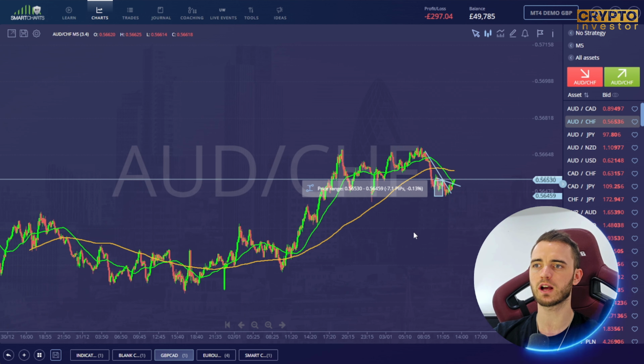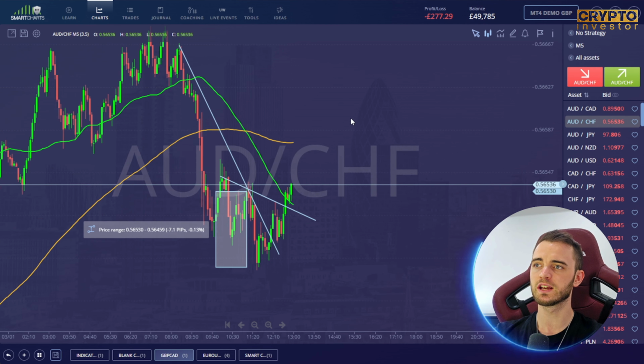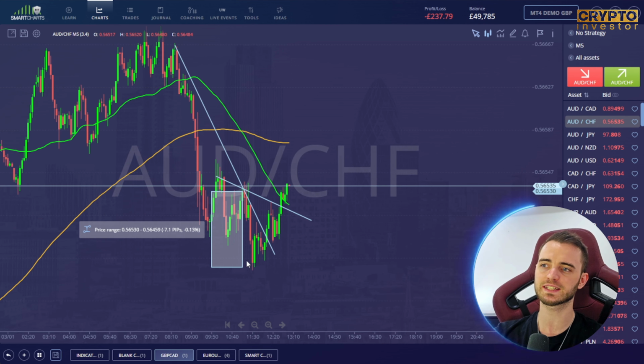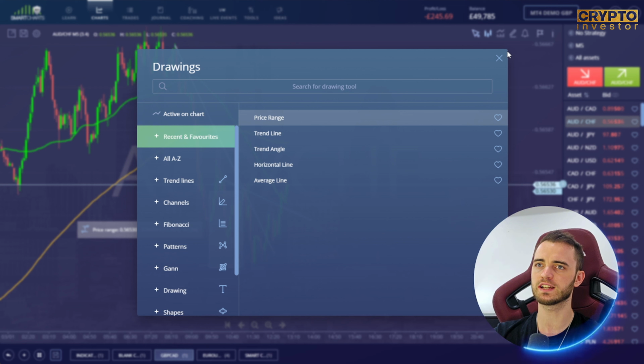Obviously, if the higher time frames are more bullish like this, then it's not going to be as big of an effect, but we can probably expect some kind of scalp to be implemented here. And we can see here with this measurement, we drew this in exactly the same as we had before. So this little button here, price range, and then boom.